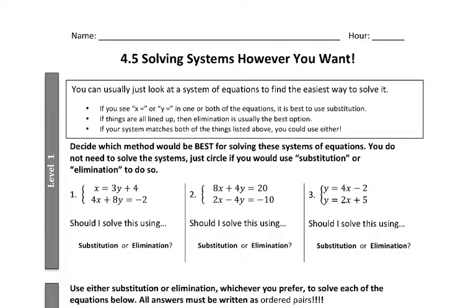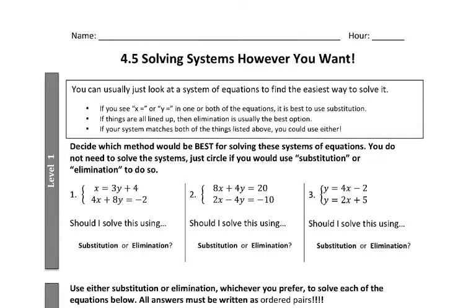So, for example, here, it's going to kind of tell you. You just want to look at your equations and see this. If you see x equals or y equals in one or both of the equations, it's good to use substitution. If everything is lined up, it's good to use elimination. If you see both of those, you could use either. And I don't know why I didn't put this on here. Maybe I probably should. But it seems reasonable to me that if both equations look like they're written in slope-intercept form, you could use graphing.